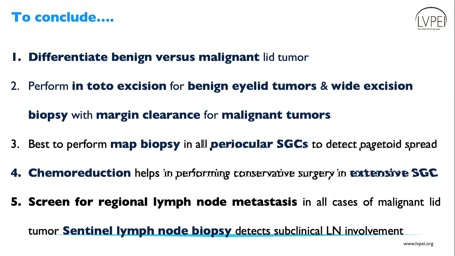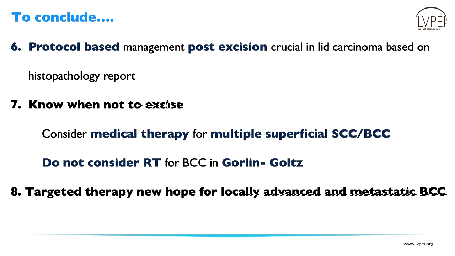So to conclude, differentiate benign versus malignant, performing toto excision for benign lesions and wide excision with margin for malignant lesions. Best to perform MAP biopsy for all periocular SGCs. Chemoreduction helps in performing conservative surgery for extensive SGCs. Screen for regional lymph node metastasis. Protocol based management following excision is very important in eyelid tumors. Know when not to excise. Targeted therapy, new hope for locally advanced and metastatic basal cell carcinoma.